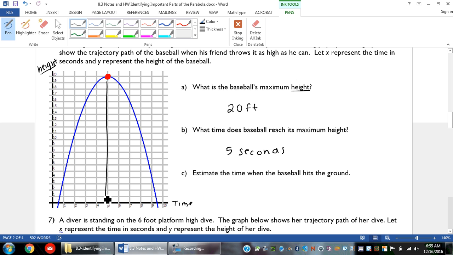It would be here. So again, the vertex is 5, comma 20, where 5 is the time and 20 is the height. So since in part A I wanted the height, I want the y coordinate, and since I'm asking what time, I want the x coordinate. And then estimate the time when the baseball hits the ground. Well, the baseball is going to hit the ground right about here. Remember, that's my x-intercept, but I don't want the point. I just want to know when it hits the ground. I'm going to use a round that's approximate. Let's say 9 point, what do you think, 5 seconds. And then later in this unit, we'll be able to find the exact time it hits the ground.